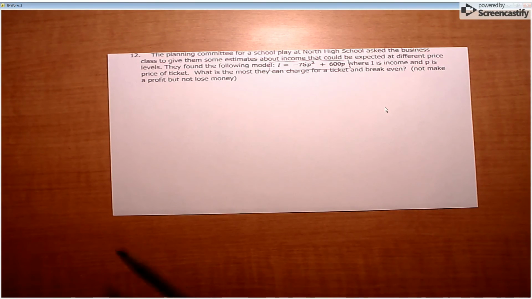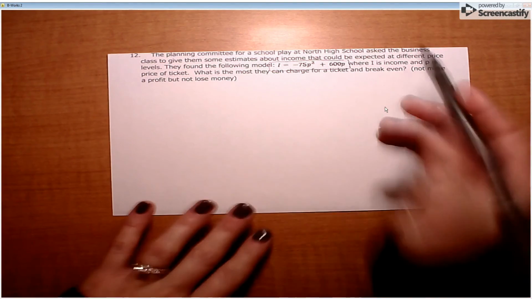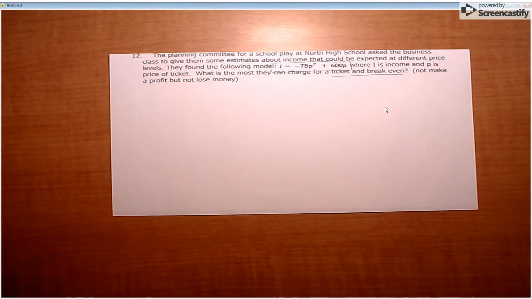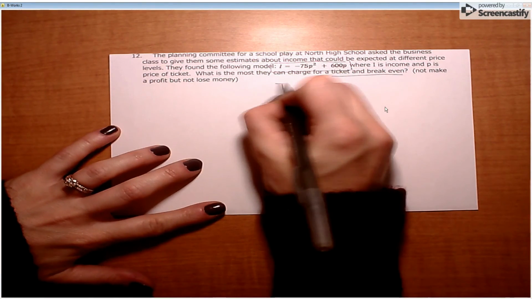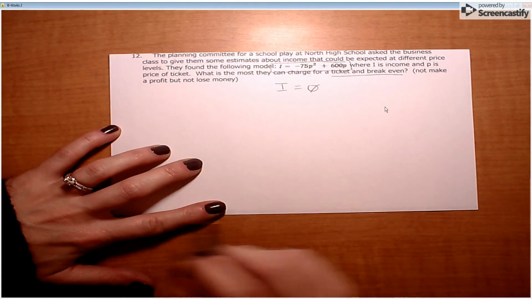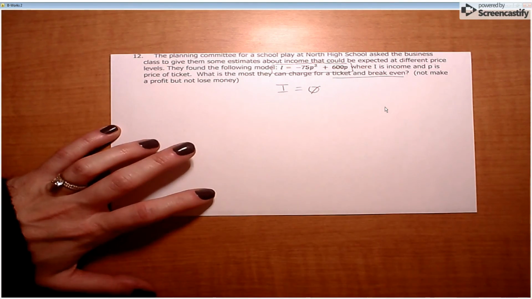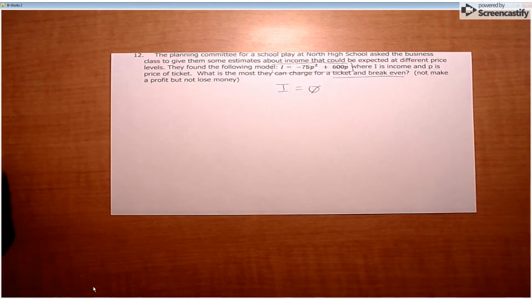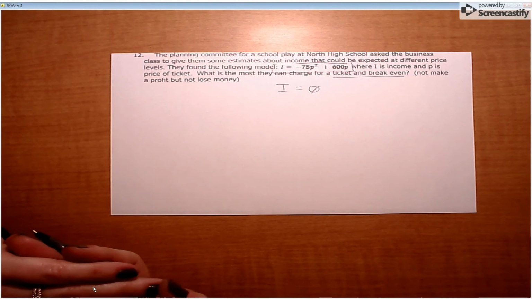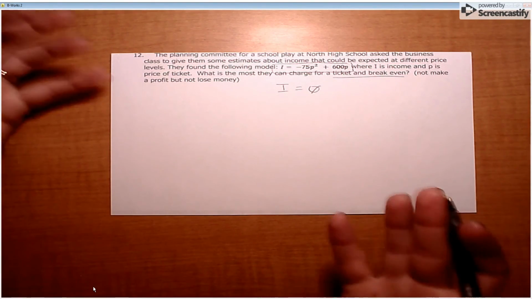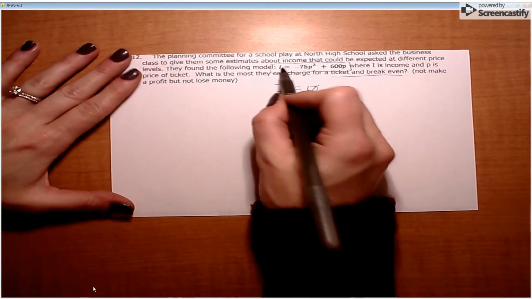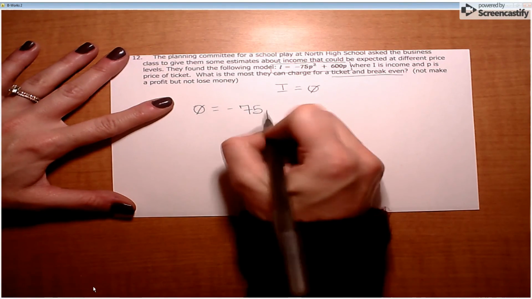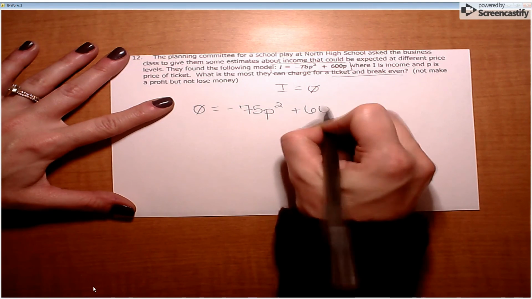So we're going to look at what they could charge for a ticket and end up breaking even. If I'm breaking even, that means my income amount is nothing because the money that we've taken in and the money that we've had to spend will make each other cancel out to 0. Everything that we take in is everything that we end up having to spend. So I have to take my income equation and set it equal to 0 because I'm not making income, I'm just breaking even.